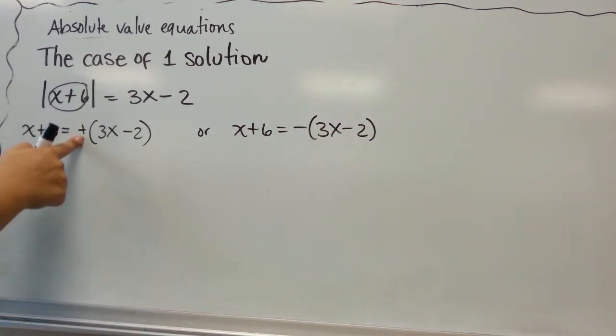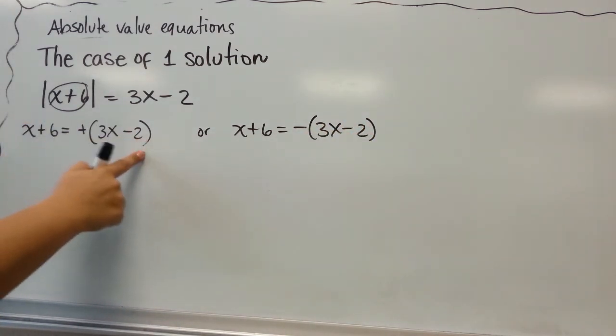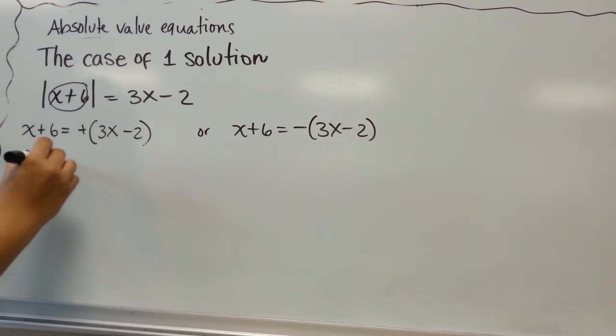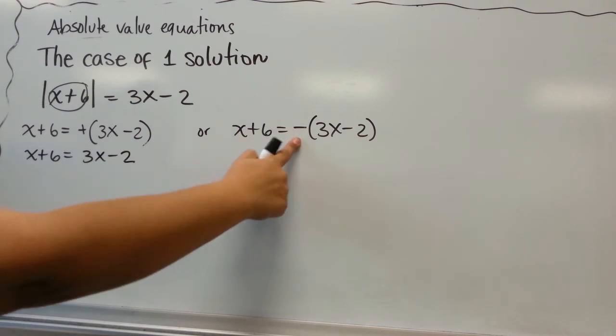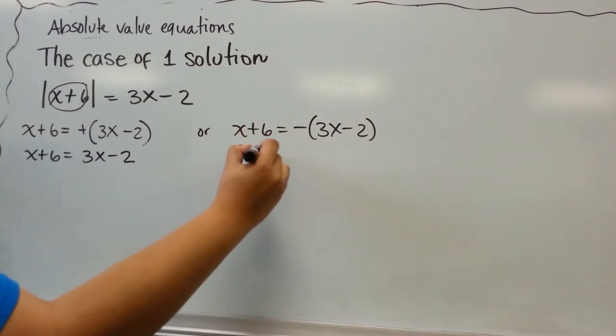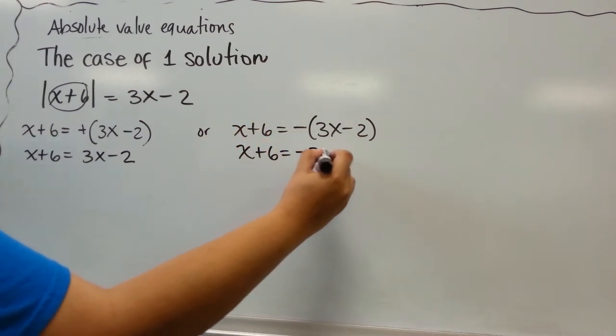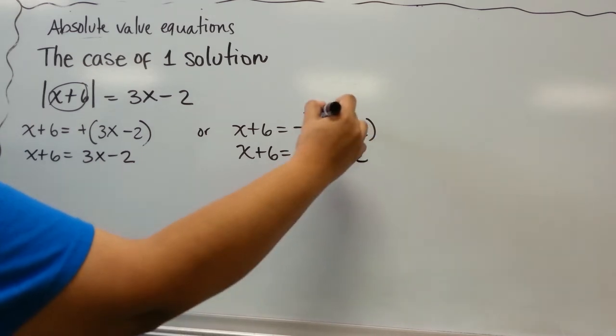Now this is an understood one, so you can just drop the parentheses. So this is x plus 6 equals 3x minus 2. This is an understood negative 1, so this becomes negative 3x plus 2. You have to distribute it in.